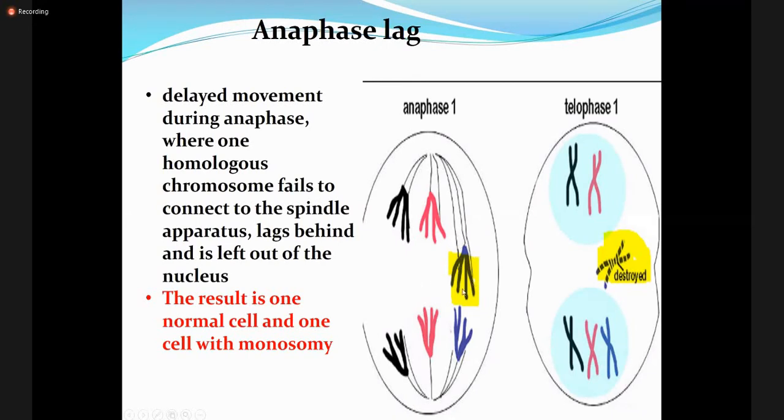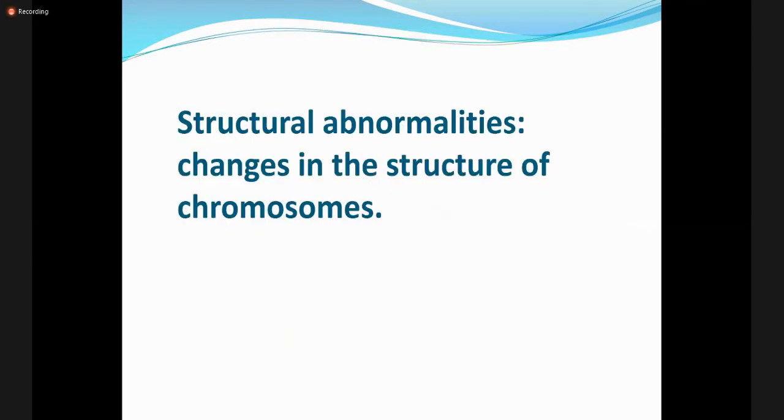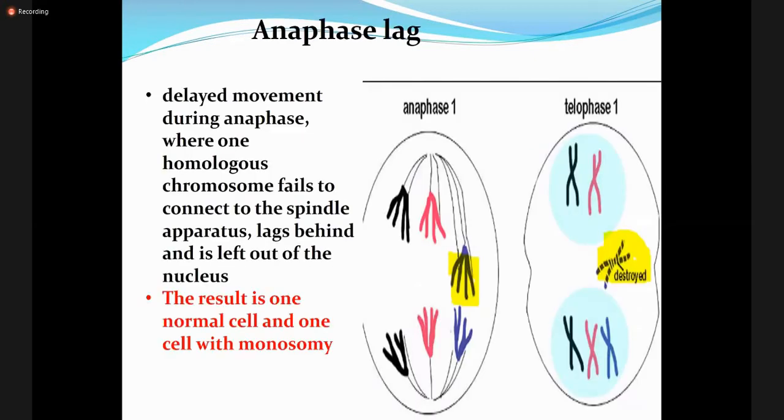So this homologous chromosome which is lying here would finally be destroyed. Here you can see this is the normal cell and this is monosomy. Okay, so what happens in meiosis 1 is often anaphase lag. This also results in monosomy. Is it clear?